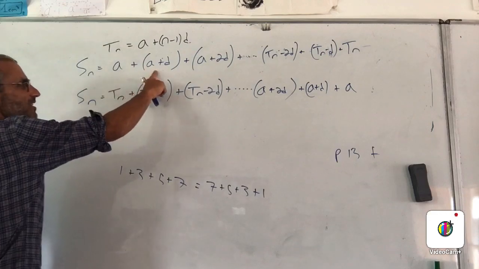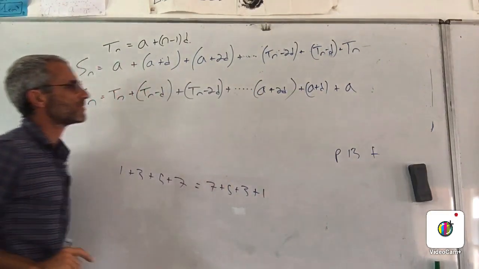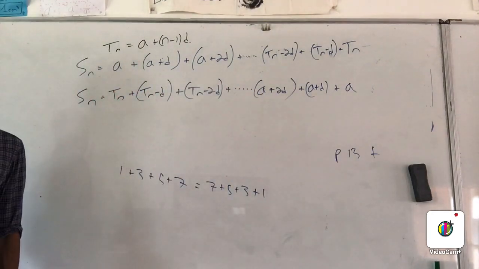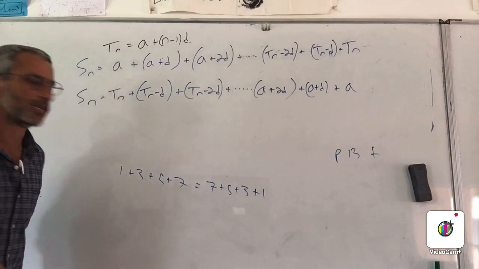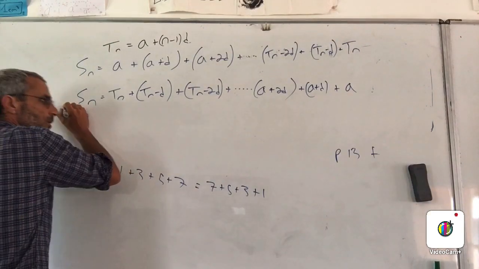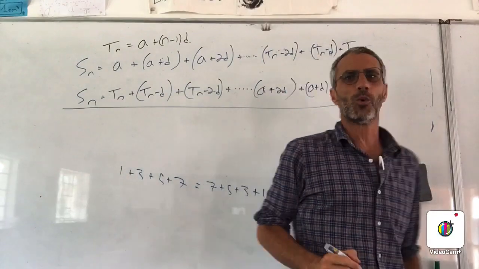Okay? The second one is second last. Okay? So I've got two equations for Sn. Alright. What do we often do with two equations?